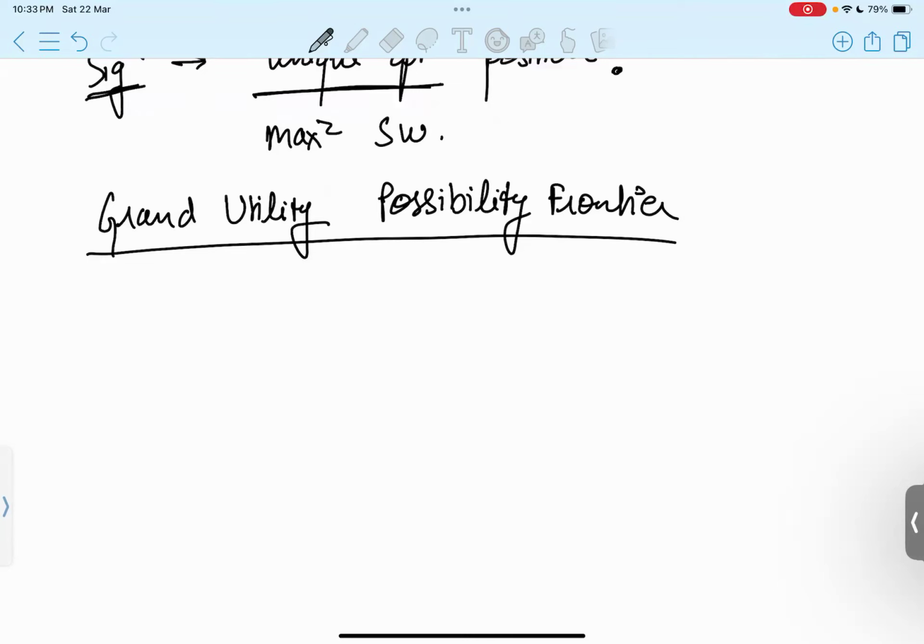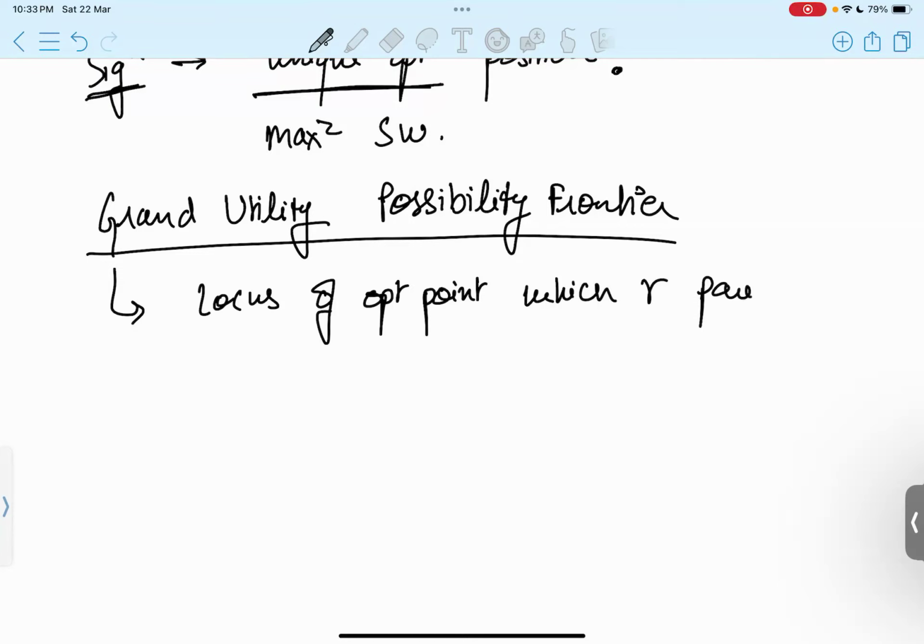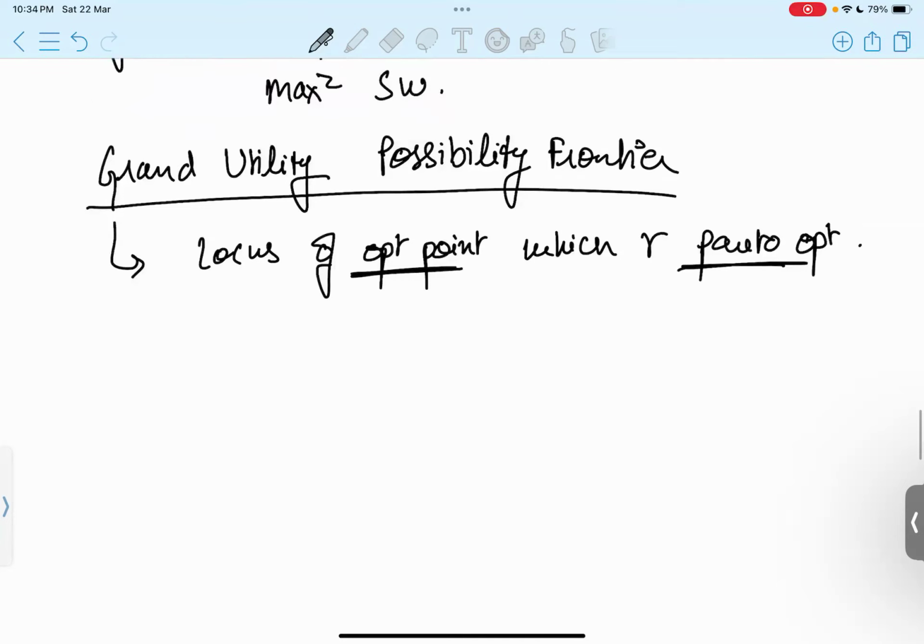So the grand utility possibility frontier curve is the locus of optimum points. The combination of all those points combined together gives us the grand utility possibility frontier. And all these points are Pareto optimal also. So optimum points and Pareto optimum both are represented by this single curve.